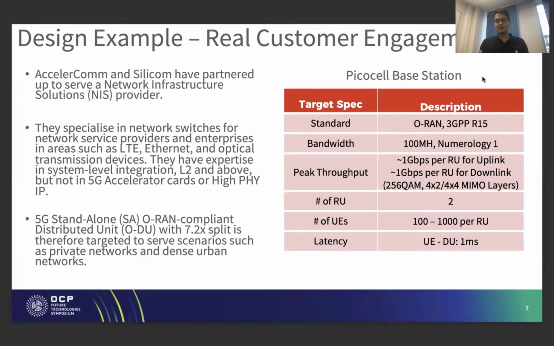And because we're talking about two different base station products, we have one with 4x2 MIMO layers, the other with 4x4 MIMO layers. And for each, we have 2 RUs to go with it. And these base stations target private networks and dense urban network scenarios.